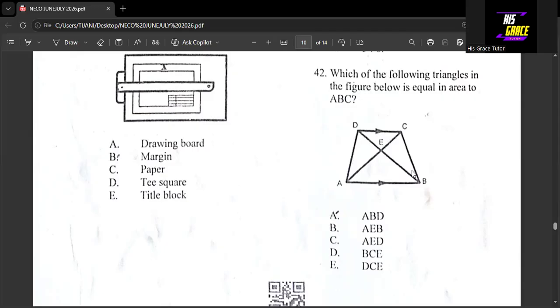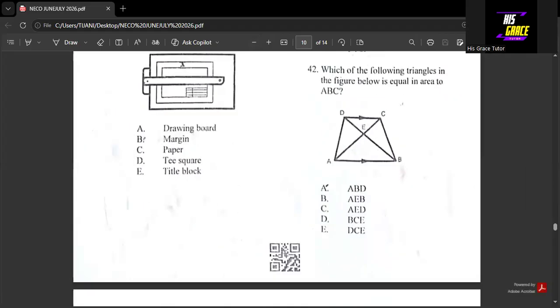So when two triangles are on the same base and they are in between the same parallels, that means they are equal in area. So triangle ABD is equal in area to triangle ABC. So the answer is option A, as we can see it there. So now we move to question 43.